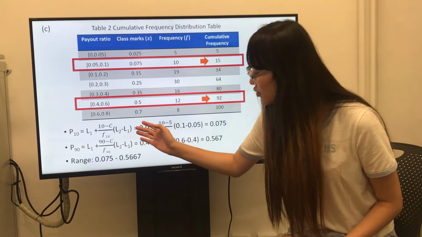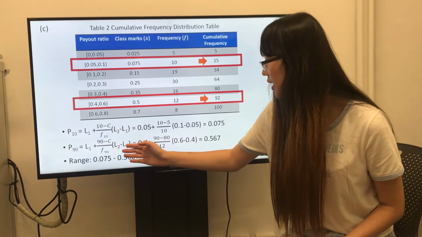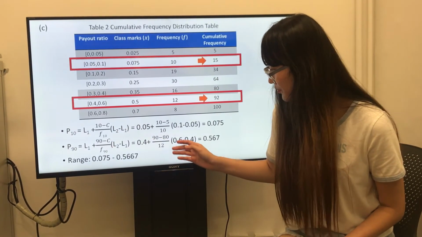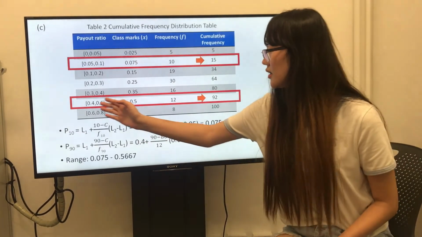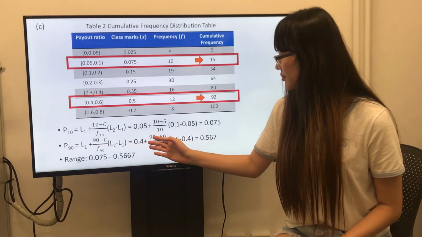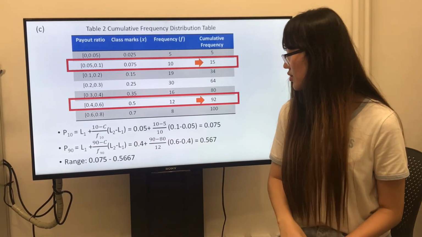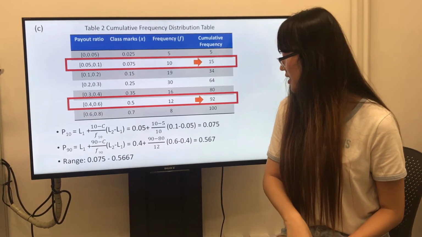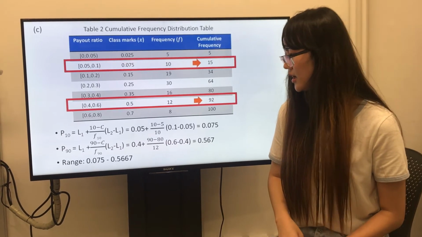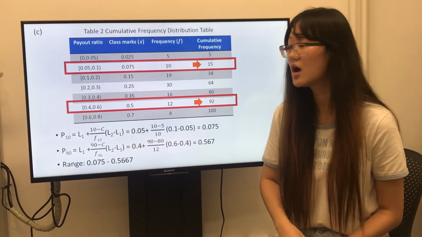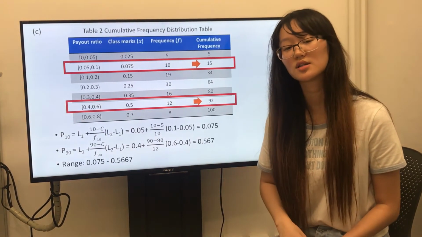And for P90, we can calculate it the same way, except we substitute 10 by 90 because it is P90. Here we get the result by calculating 0.4, which is the lower boundary of this class, plus (90 minus 80) divided by 12 times (0.6, which is the upper boundary of this class, minus 0.4), and the final result will be 0.567. And the final range will be 0.075 to 0.567, and this will be the final answer of question C.